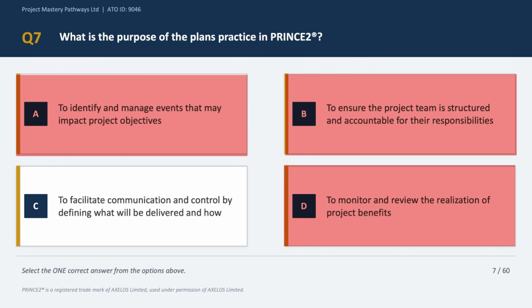So option C says to facilitate communication and control by defining what will be delivered and how. This is exactly what the PRINCE2 manual also says, right? Because the plans practice defines the what, the who, how, when, and how much. Plans are the backbone of project control and not just mere project documents or artifacts, right? So the correct answer to this question is option C.